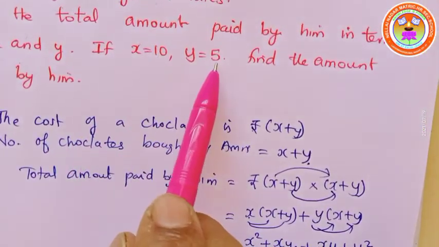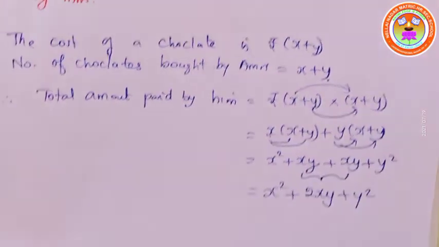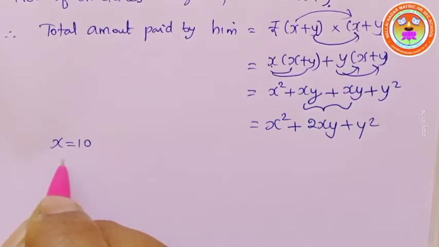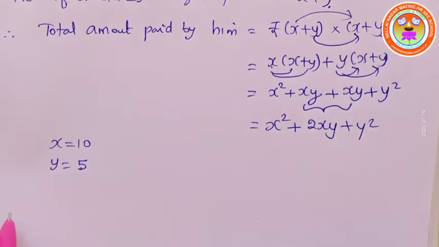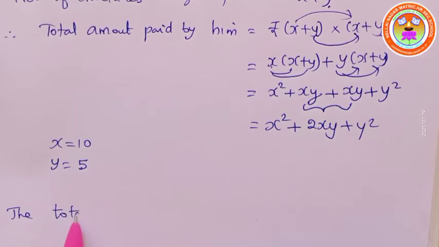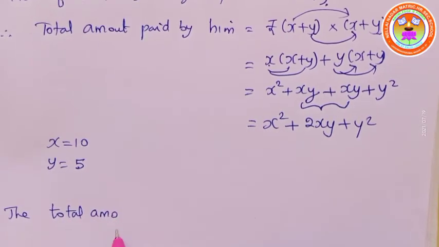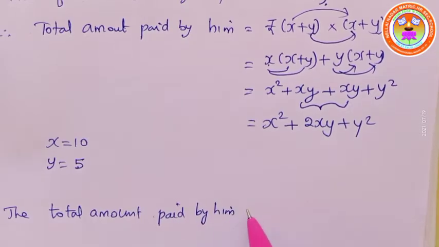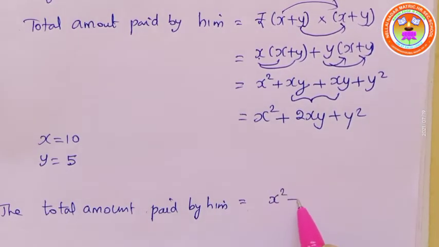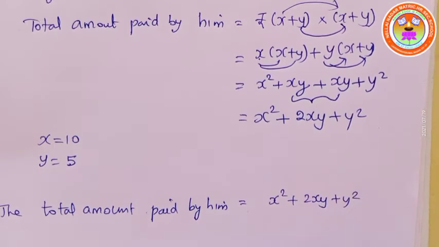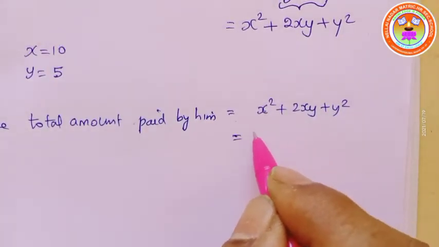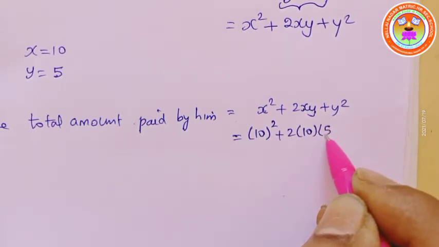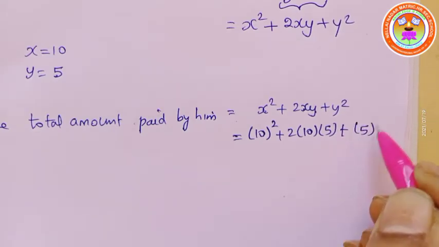Then what is the condition given? x is equal to 10, y equal to 5, find the amount paid by him. Now substitute the values, students. The total amount paid by him is x square plus 2 into xy plus y square. In the place of x put 10 squared, plus 2 times x put 10, in the place of y put 5, plus in the place of y squared put 5 squared, right?